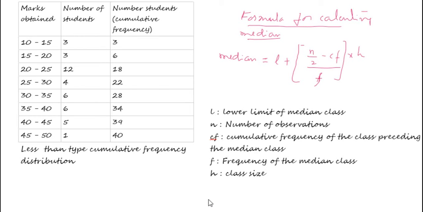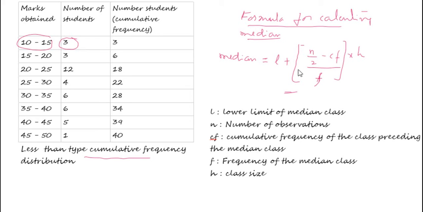This is the less than type cumulative frequency distribution. I have removed the other columns; only the columns that are required I have kept here, that is the marks obtained, the class or the group, the frequency, the number of students who have scored marks within this range, and then the last one is the cumulative frequency, less than type. Now once you have this less than type cumulative frequency distribution table, we can calculate the median using this formula.